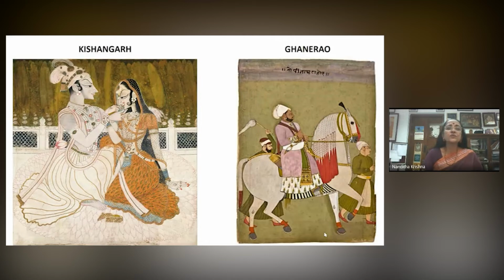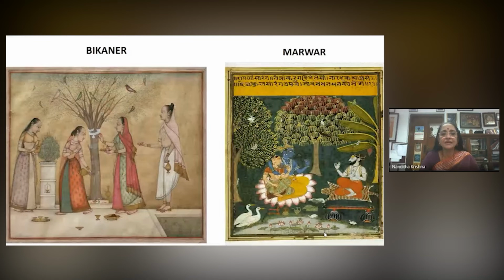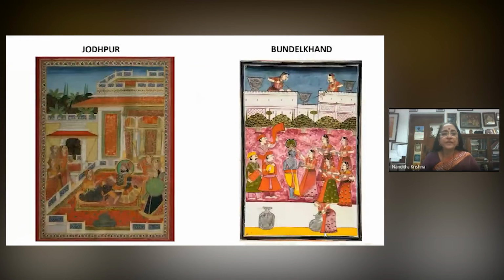Kishangarh is very exquisite and highly stylized. In fact, it's very popular, and you must have seen a lot of Kishangarh paintings around the country. Ghanerao is a far more folksy type, very natural, unlike the other forms of Marwar painting. Bikaner is simple with very rich colors. And finally, look at this Marwar painting with the trees, the plants, lovely colors, varying colors, beautiful.